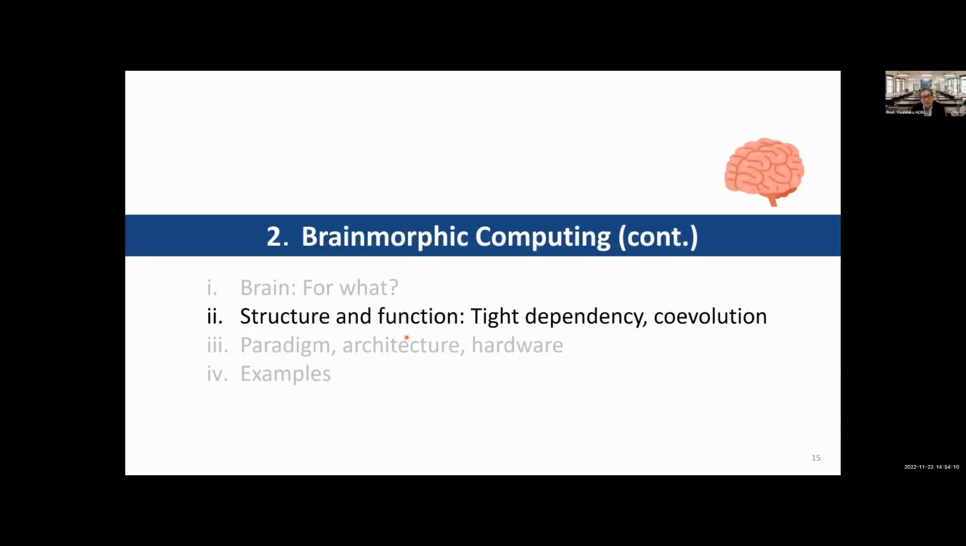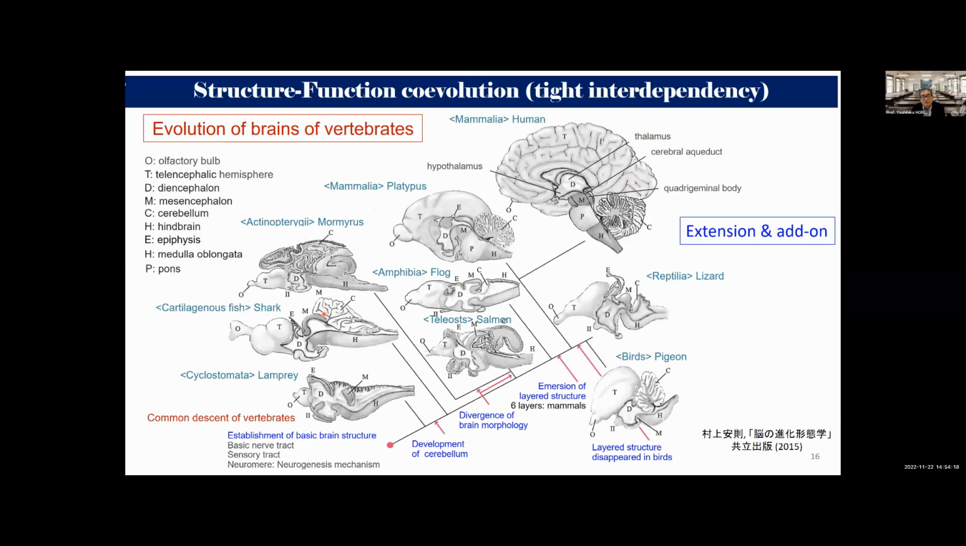Okay, so I emphasize that structure and function are tied together. So first, what is structure? This figure shows the evolution of the brains of vertebrates, and this is the common descent of vertebrates: here the lamprey, and we have shark, salmon, frog, lizard, pigeon, and human.